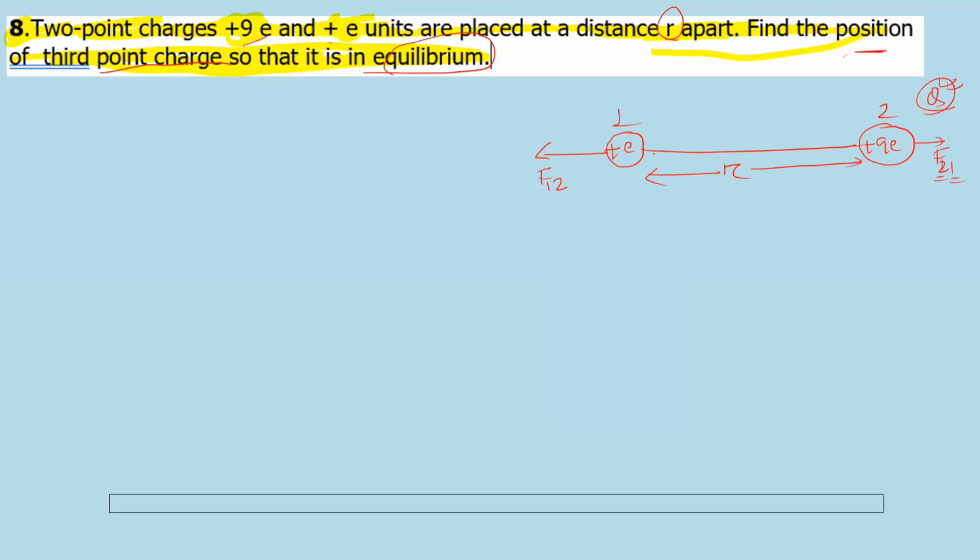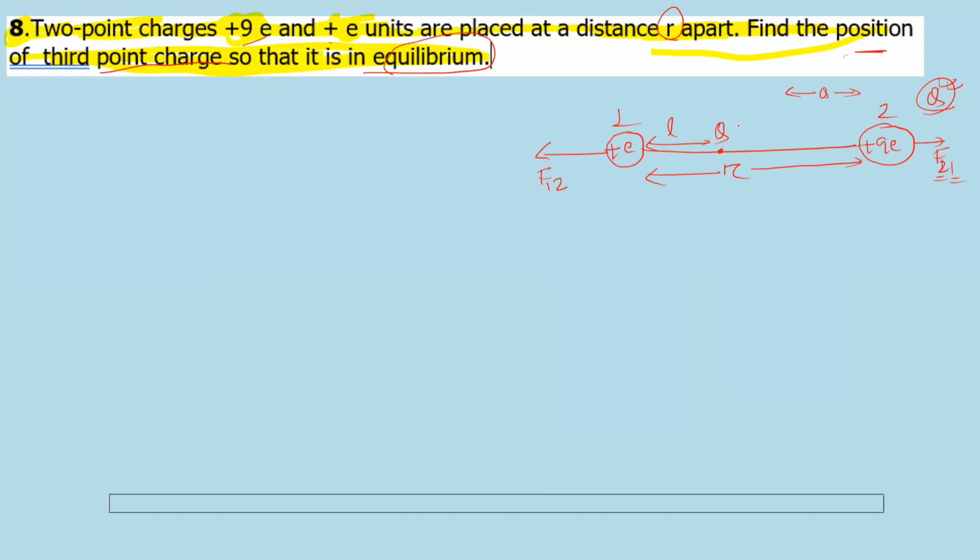Now, if you place this particular charge outside, in this region or this region, it will not be in equilibrium. In order to be in equilibrium, this charge Q must experience a force on the opposite side also. So I'm placing this charge somewhere here, and why I placed it here you'll understand. This is the position of Q, suppose, and I'm taking this distance to be L from the charge e.